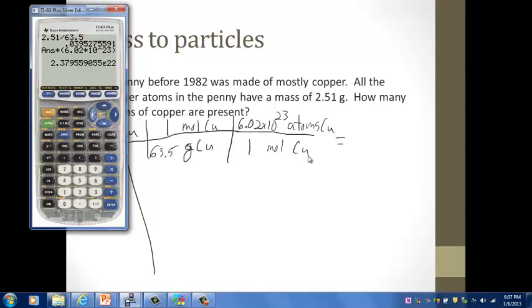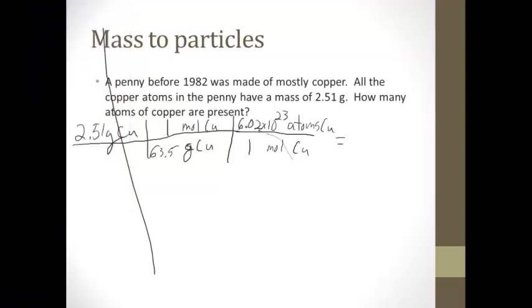Alright, for honors and CP, it's going to be the same answer here. 2 and then that 9 rounds the 7 up to an 8, so 2.38. Don't forget about this right here. That means times 10 to the 22nd power. So 2.38 times 10 to the 22nd. Grams is gone, moles is gone. We're left with atoms of copper. So atoms of Cu.